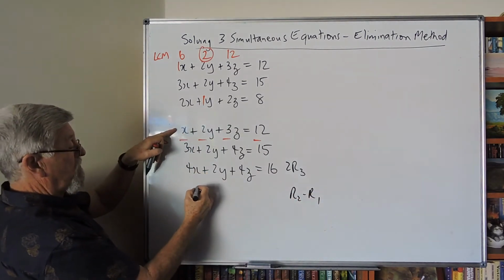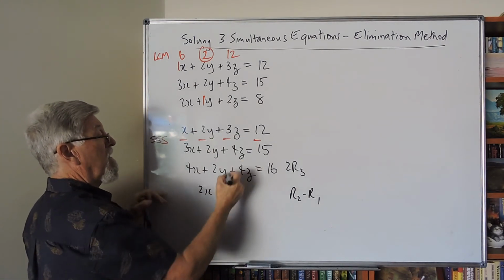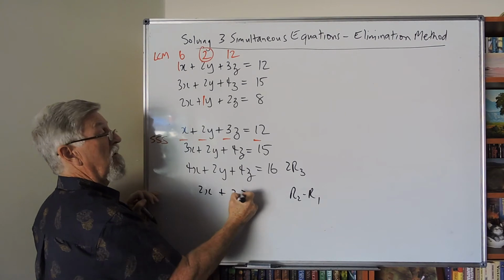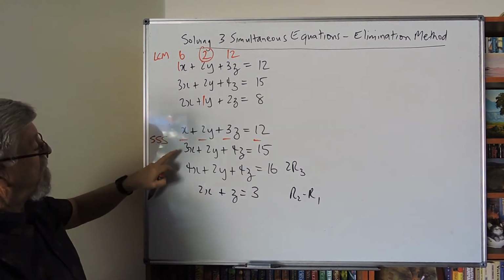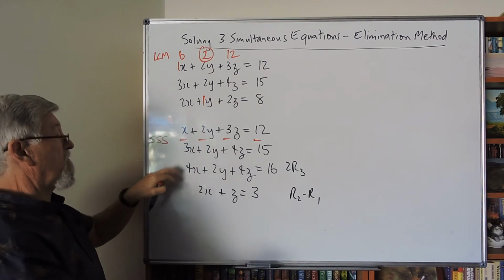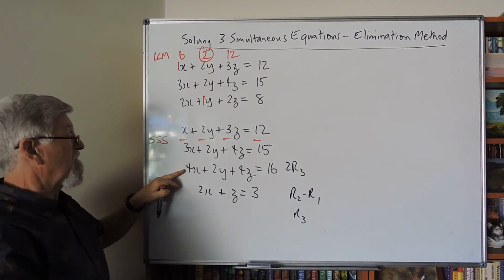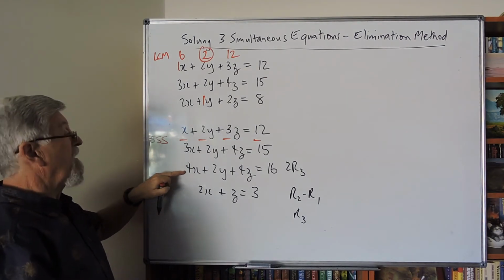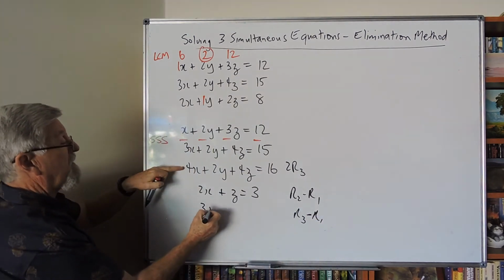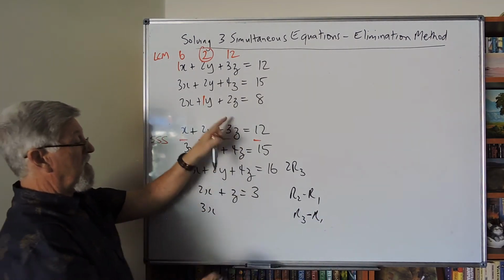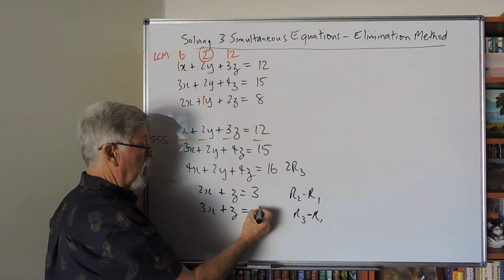3 take 1 is 2x. 2 take 2 is nothing, it's gone. 4 take z is 1z. 15 take 12 is 3. Now, I have a choice of 3 take 1 or 3 take 2, 1 take 2 or 1 take 3. I'm going to go by habit where possible, trying to look at the nicest numbers. Probably that one take that one. Row 3 take row 1 will be 3x. That take that is gone. That take that is z, which is really nice, makes it easy. 16 take 12 is 4.